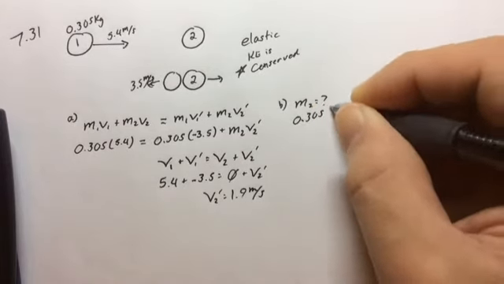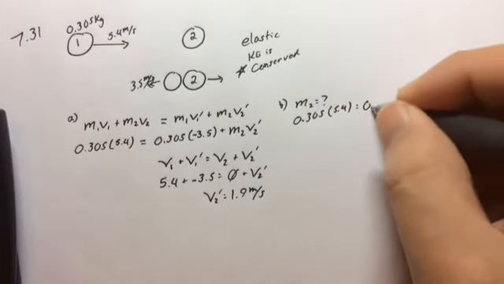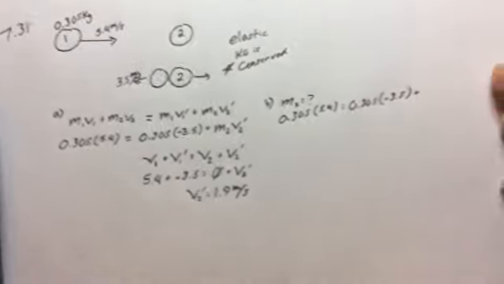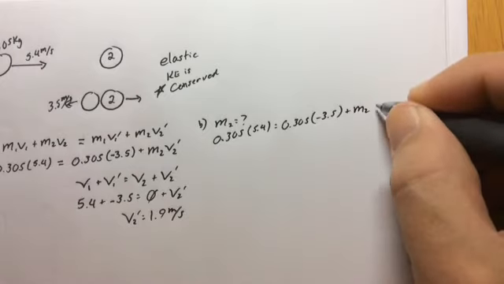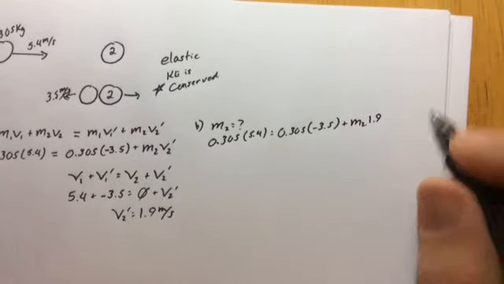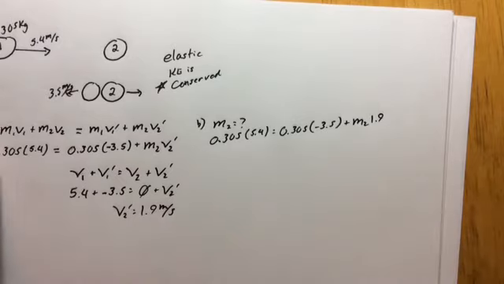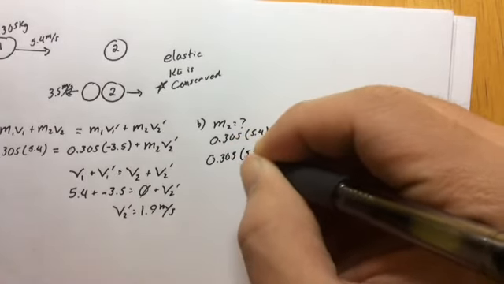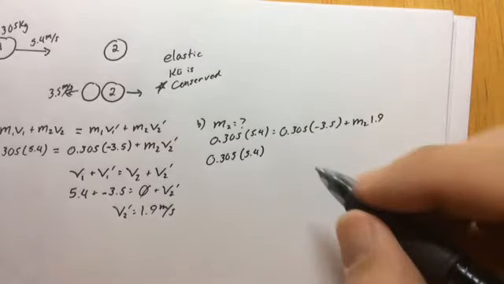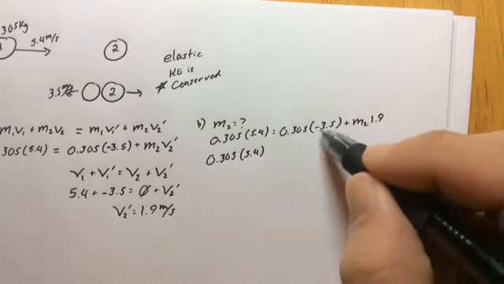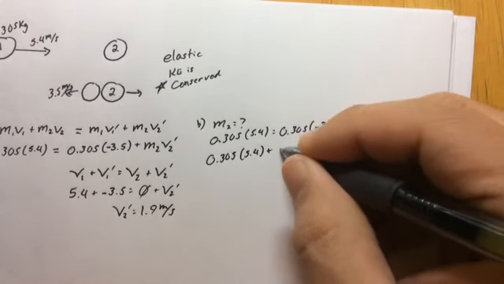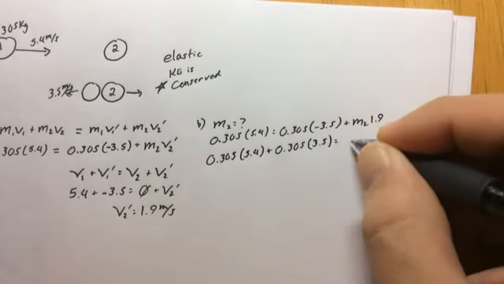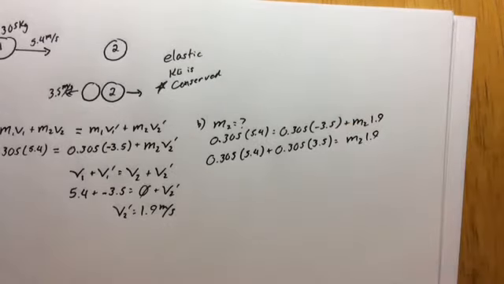So I'm just going to be pretty complete about it. 0.305 times 5.4 is equal to 0.305 times negative 3.5 plus m2 times 1.9. That gives me an equation with one missing thing. And so, again, I'm going to be very, very thorough with this as far as the math goes. Usually I'm not in class. I skip around a bit. I want you guys to be on your toes in class. If I'm going to move this to the other side of the equal sign, this is a negative. I need to have a positive to counter it. So plus 0.305 times 3.5 equals m2 times 1.9.